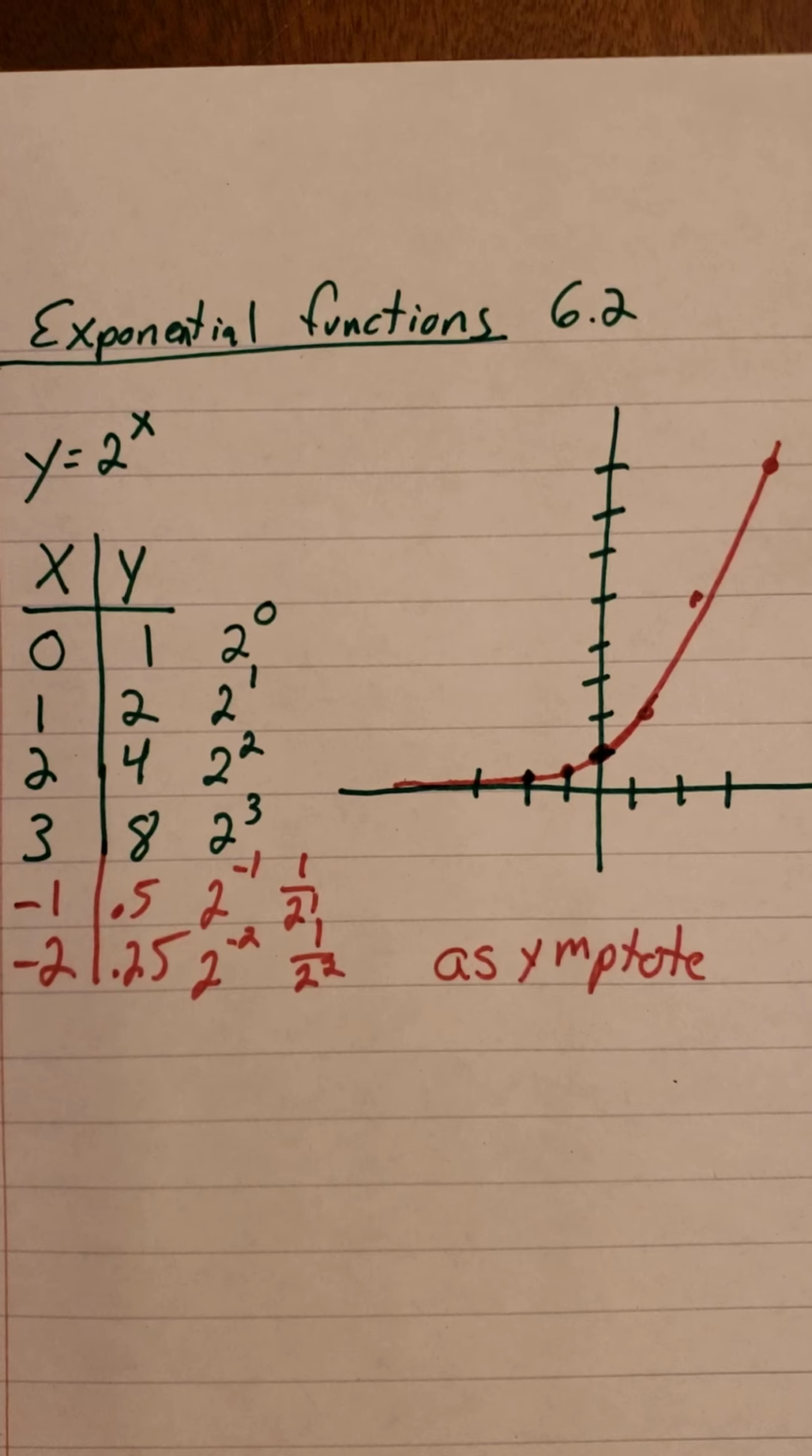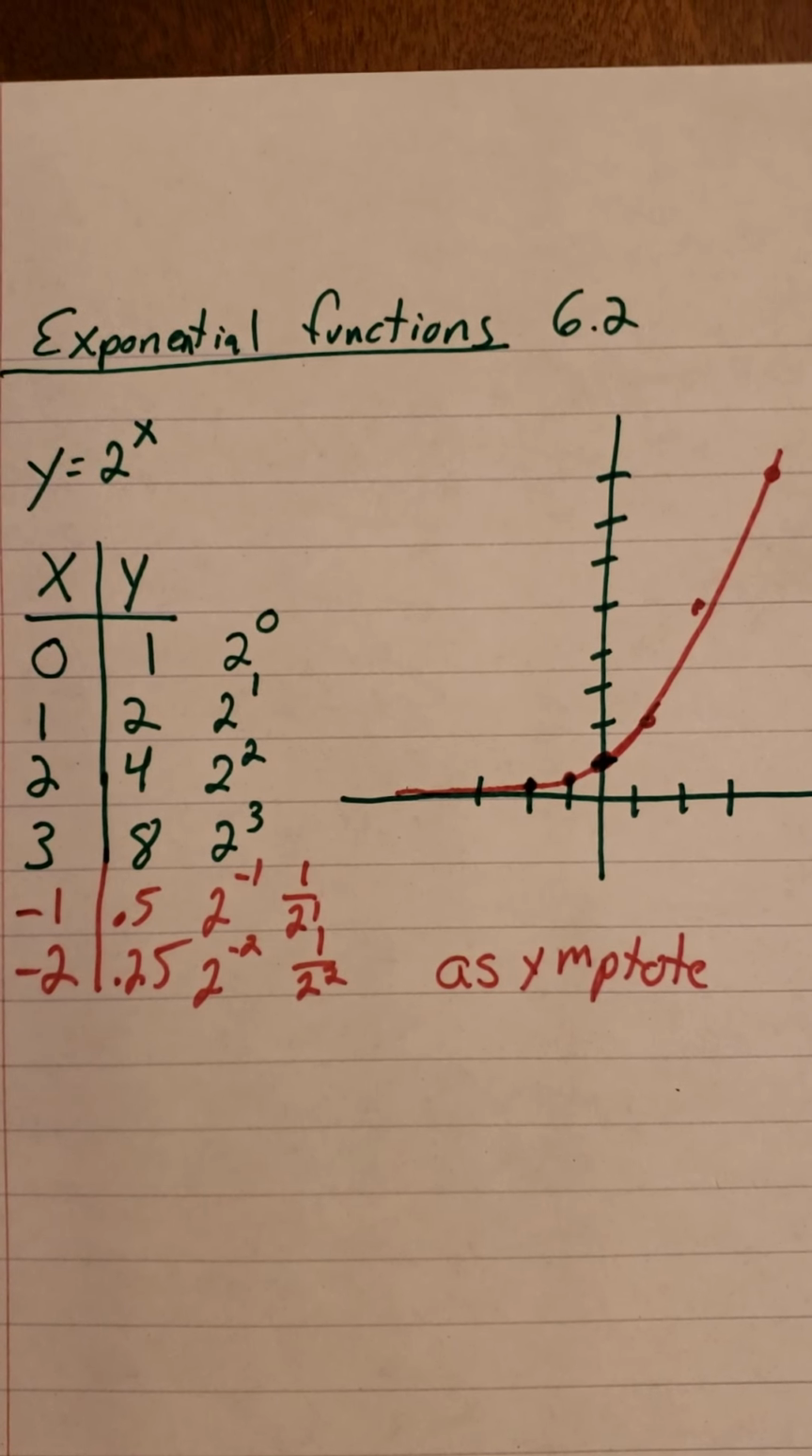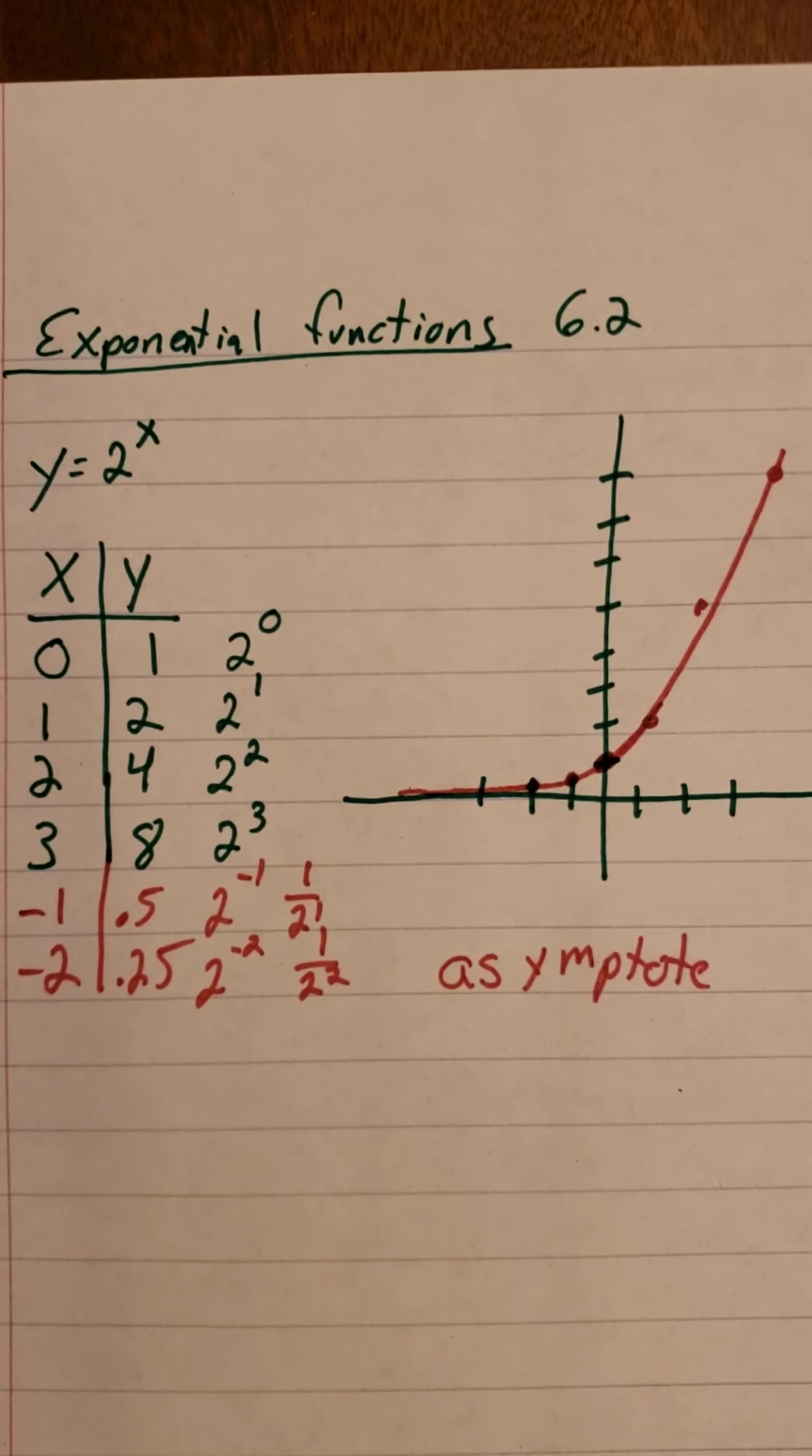I had to pause it there because there's no way I was going to be able to spell that word right. Y'all know how well I can spell. The word is called asymptote.